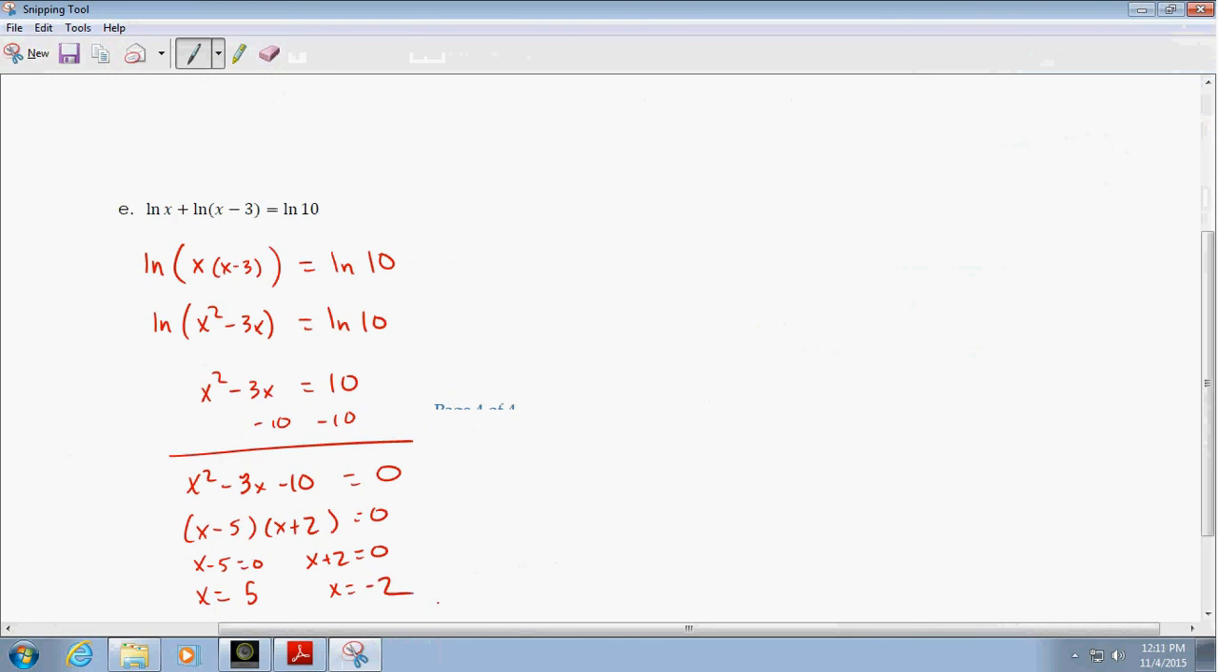So let's check our answers, because we have to, because we started with logs. So if we plug in 5, natural log of 5, that's fine. 5 is positive. 5 minus 3 is 2. 2 is positive. That's fine. 5 works. Plug in negative 2, natural log of negative 2. Can we take the natural log of negative 2? No, it's negative. We can't do that. So x equals 5 is the only solution. That one's the only one that works.